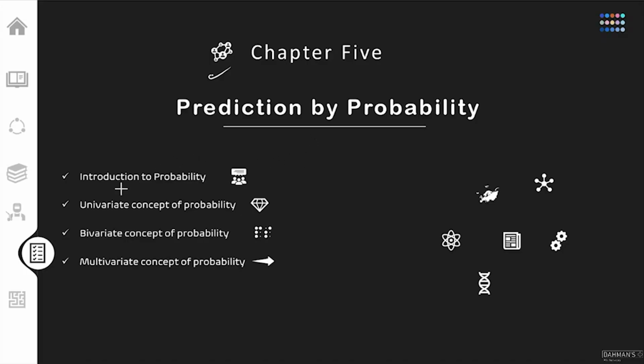In this chapter, we're going to be exploring a number of outlines. First of all, we're going to be looking at introduction to probability, then univariate concept of probability, followed by bivariate concept of probability, and finally multivariate concept of probability. Let's go ahead and explore the first outline.